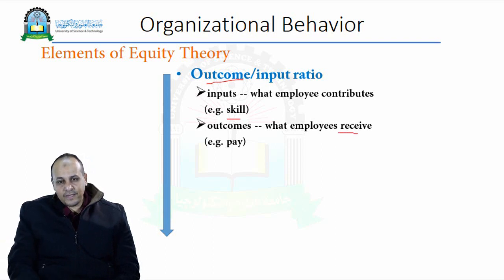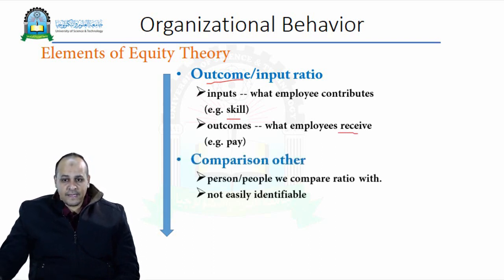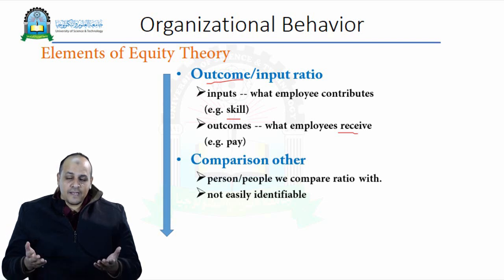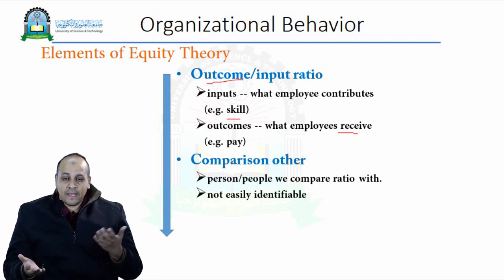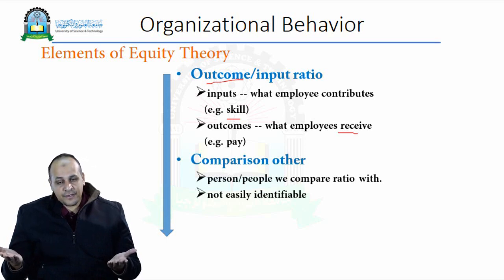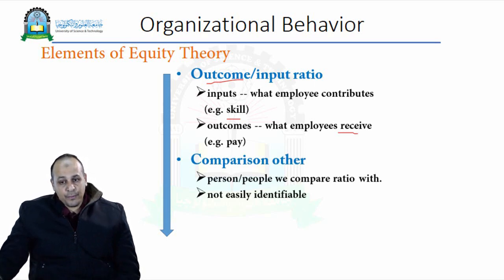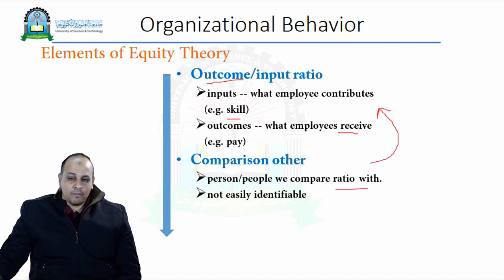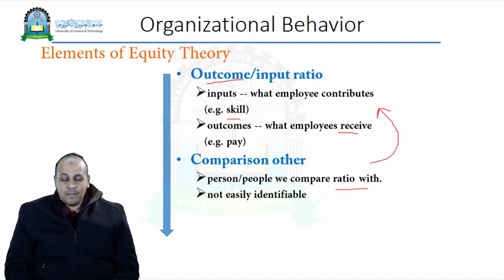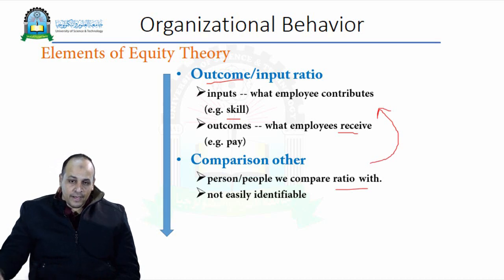Then we have the following point here, comparison the other, which is employees now are trying to figure out whether what they get is actually matching the others in terms of the input and the output, or the input and the outcome. So here, person and people, we compare ratio with, that is, we compare what they get with what we get. And this is not easily identifiable because a lot of people have different tasks. Maybe the complexity of the task is actually different. The type of skills practiced in the work can be different from one to another.